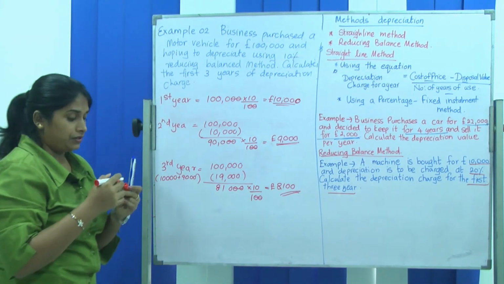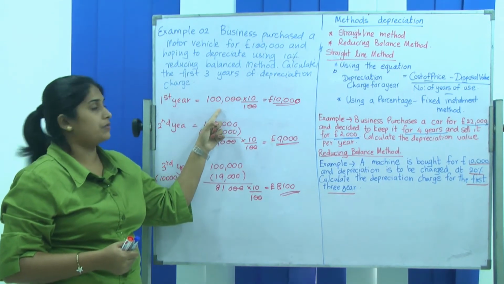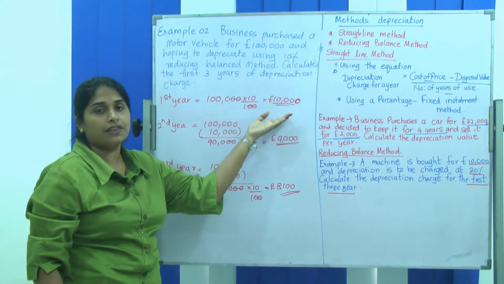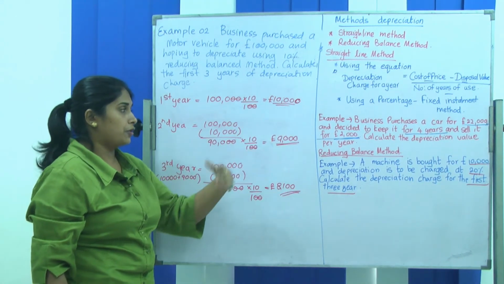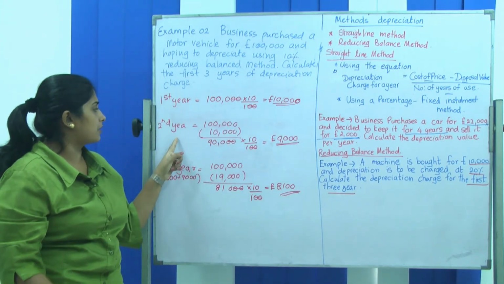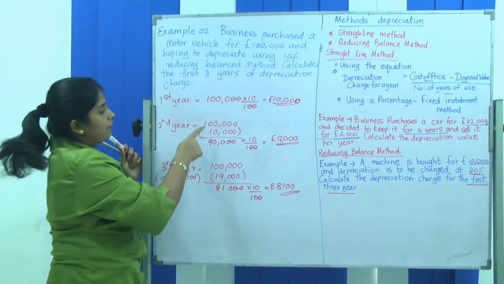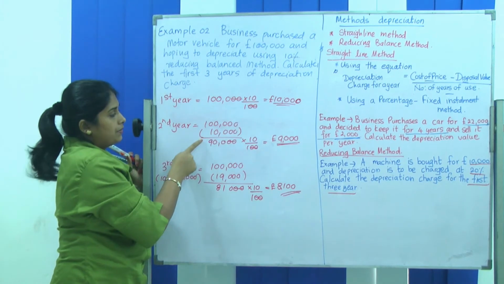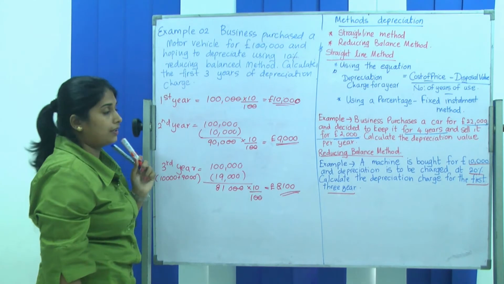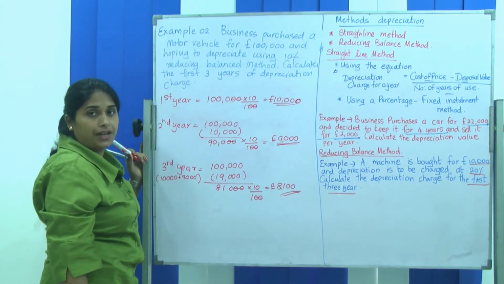So the first year, 100,000 into 10%, 10,000 will be depreciated. When recording in the financial statement and respective accounts, you will record 10,000. But before you calculate the second year, from the cost you have to subtract the previous year's depreciation. Then for 90,000 only you have to calculate the 10%. Then the second year it will be 9,000.